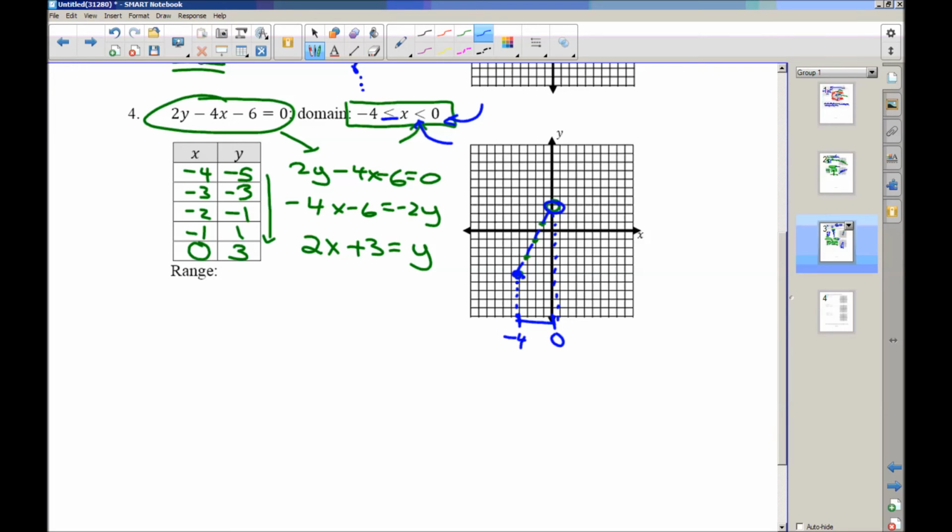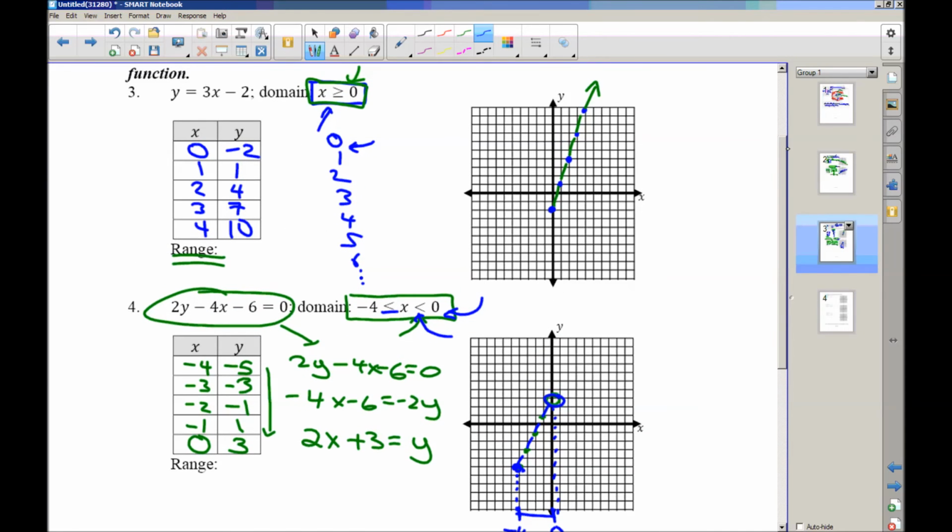Okay? Same thing up here. Let's take a look at our domain. Our domain is the left and right. So the farthest to the left it goes is 0. And it goes on forever in the other direction. So that's why we have a boundary only on one side. Okay? All right. Now range was our outputs, are up and down.